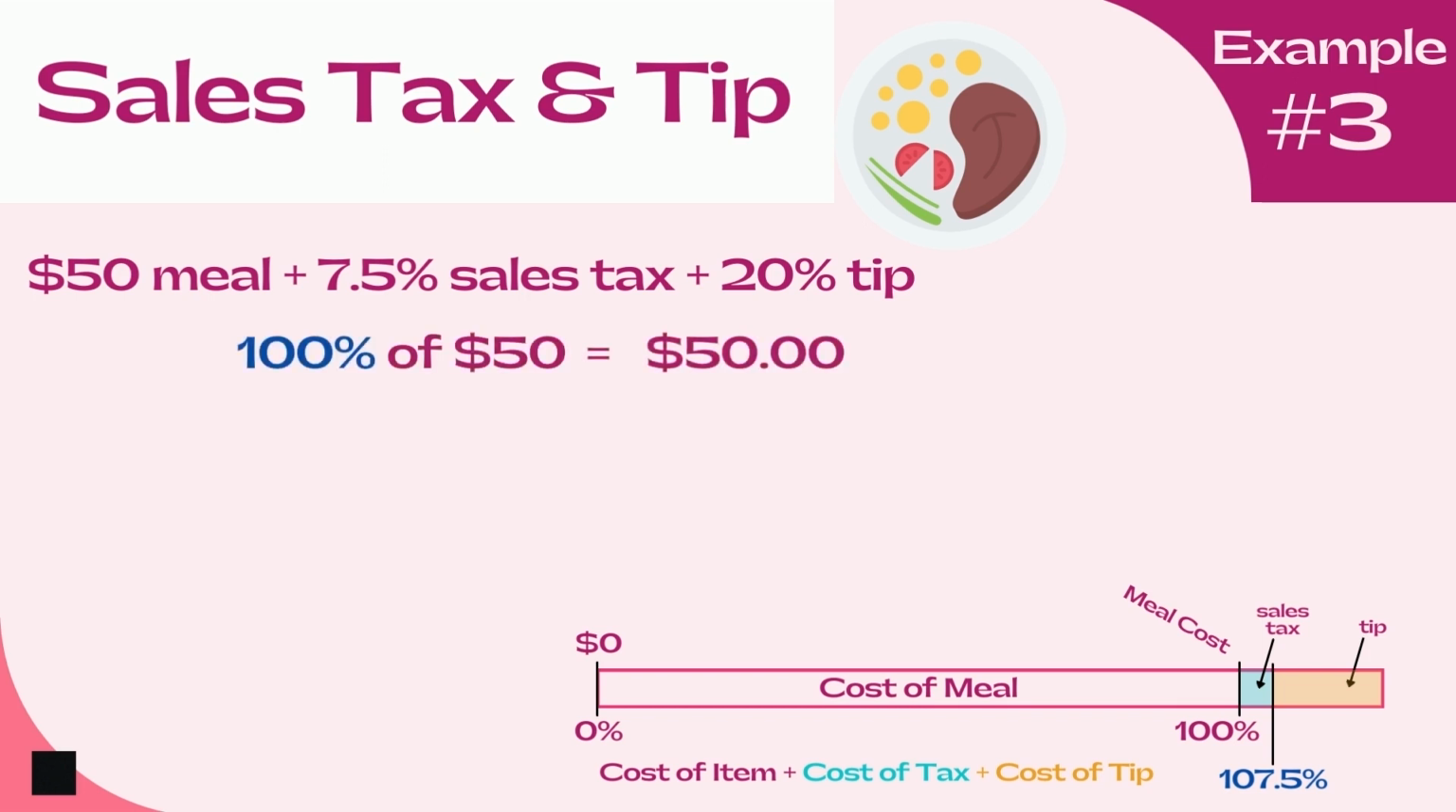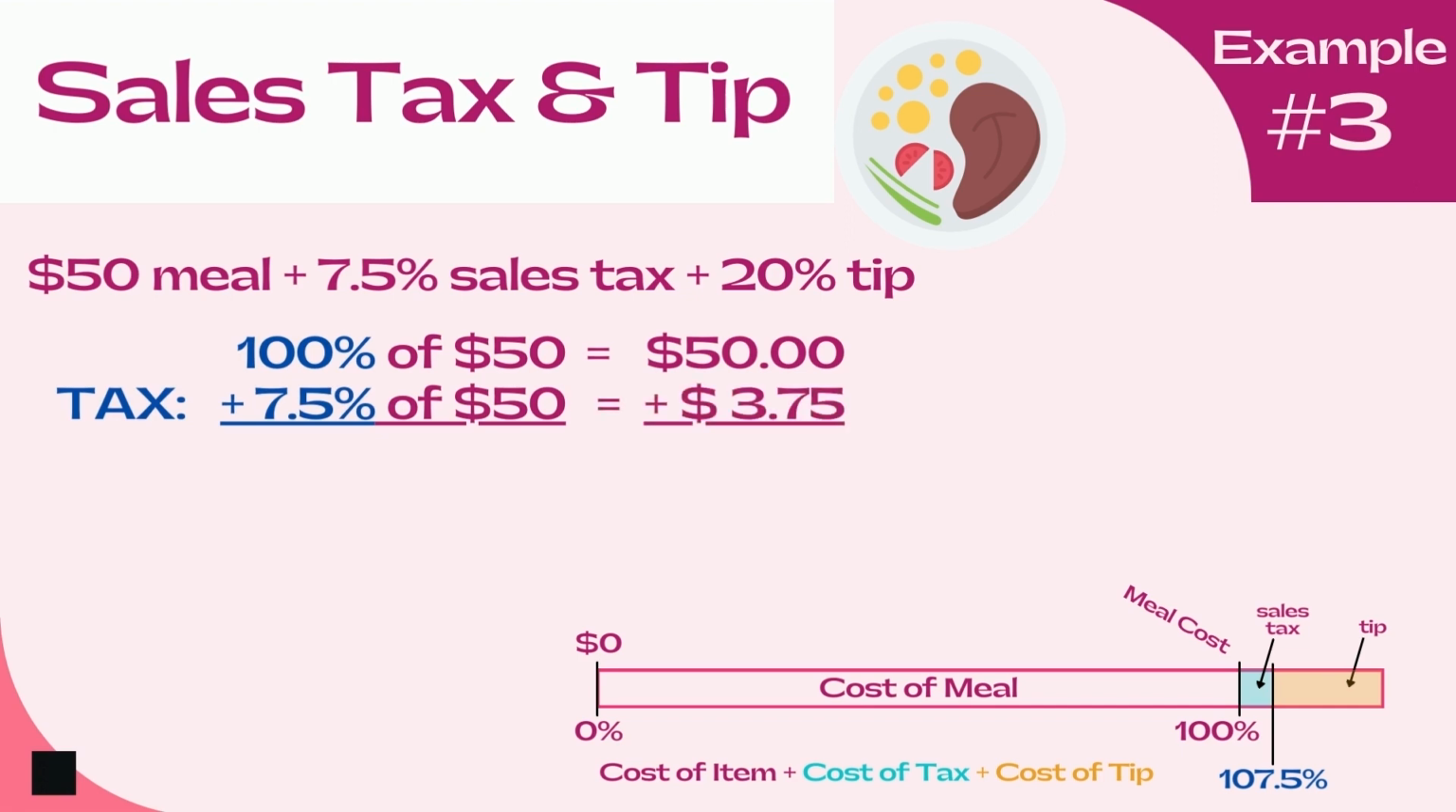We can start with 100% of that $50 meal and add 7.5% of $50. So the tax would be $3.75. If you don't remember how to figure that out, remember to change the percent to a decimal, 0.075 times 50. So we could have just added 100 plus 7.5 and gotten 107.5% of $50 and then figured that out. Or we can do it how we just did, 100% of 50 plus 7.5% of 50 and add those together for $53.75. So that's what your bill is going to say.